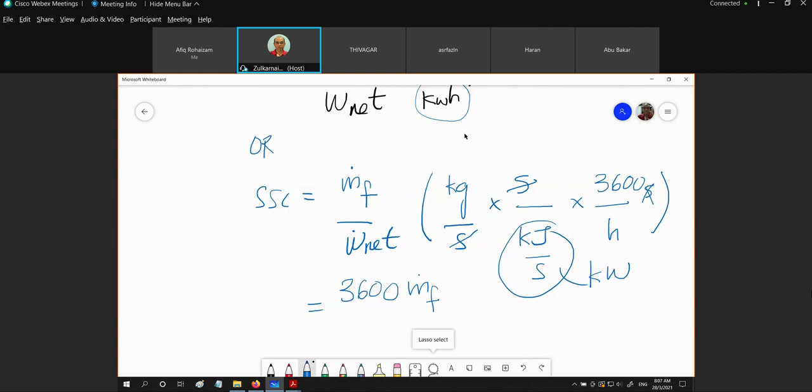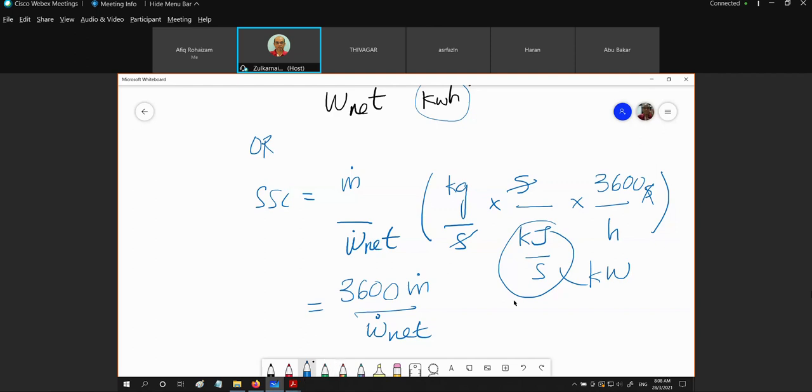Sorry guys, this is not m dot f, I got carried away from the specific fuel consumption. This is only m dot, the steam flowing into the cycle, divided by W dot net. So how can we get the SSC? Basically, based on 3600 divided by Wnet, in kilojoule per kilogram, or we might use m dot divided by W dot net. So we have two equations for the specific steam consumption.